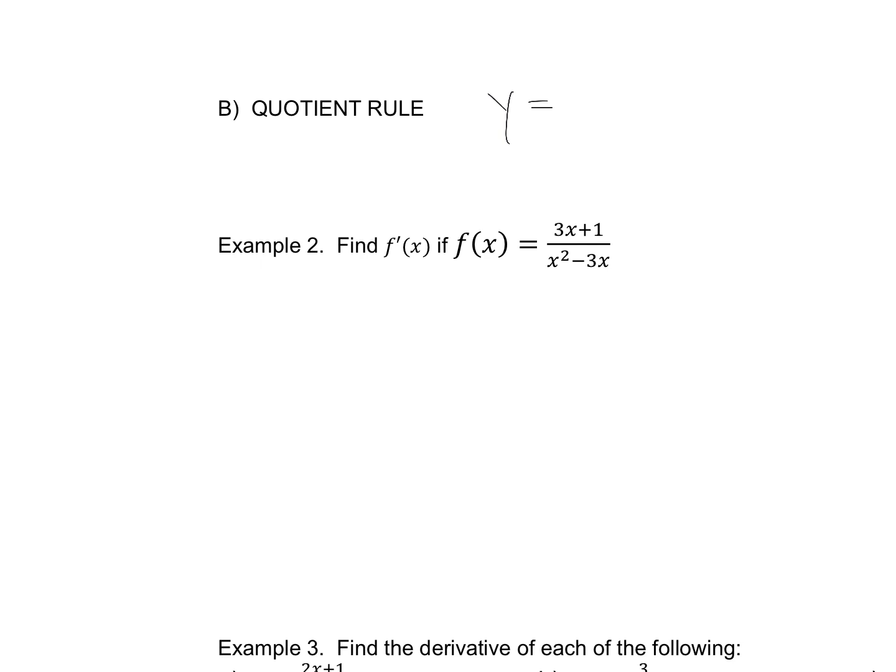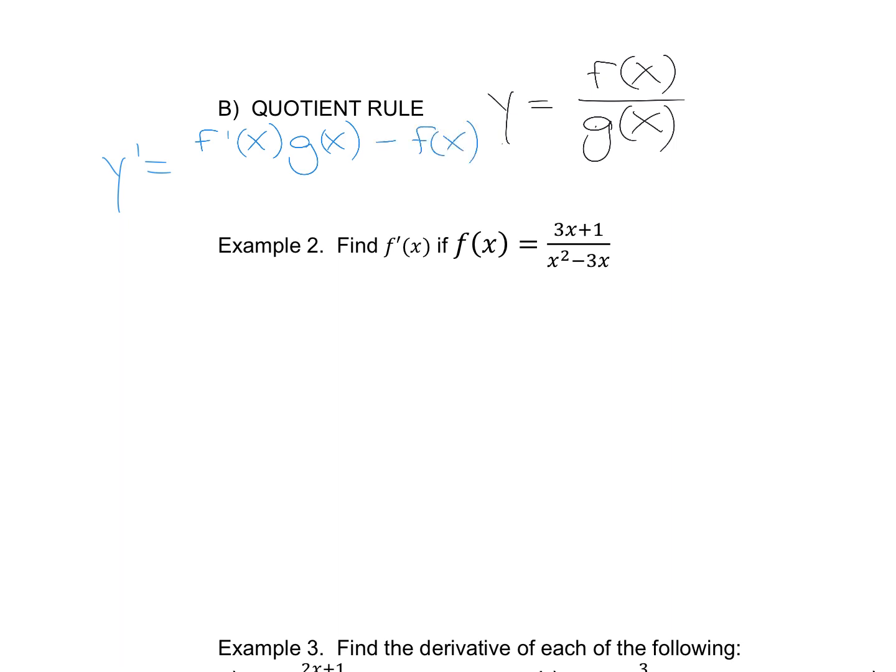My quotient rule comes into play when we are taking one function and dividing by another function. So this is where I use my f of x and g of x again. My quotient rule says my derivative comes by doing the derivative of the top function times the bottom function, minus the top function times the derivative of the bottom function, all over the bottom function squared.